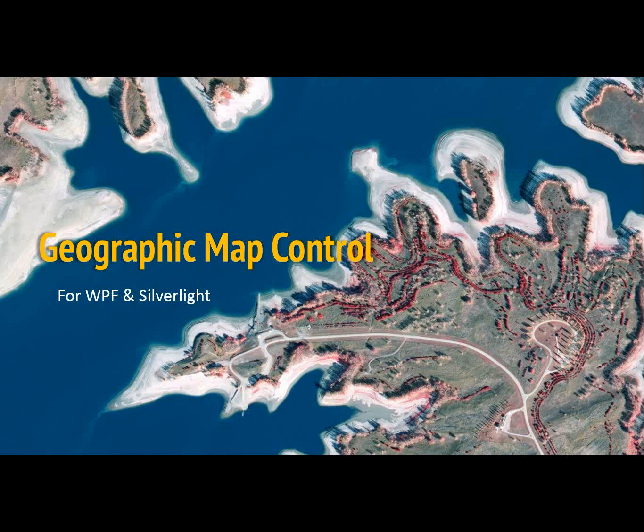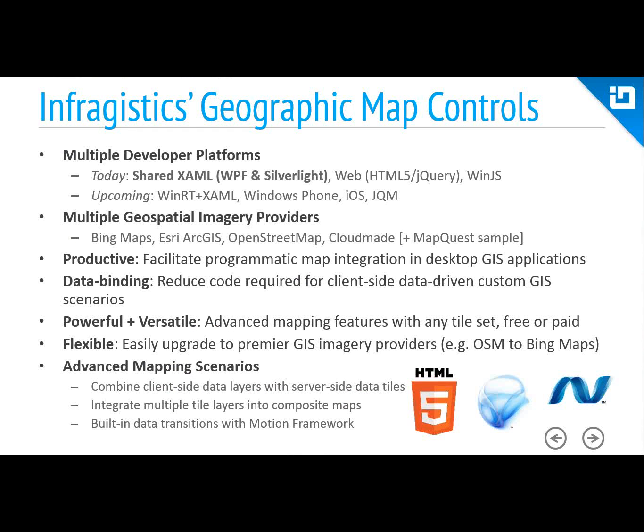Now let's switch gears to the geographic map control. The geographic map is actually one of our star controls that we've been working a lot on over the last year or so. We've introduced a lot of new features over the last year, especially in this release, 13.1. And this is for both the WPF and Silverlight versions, of course. Again, this is part of NetAdvantage.